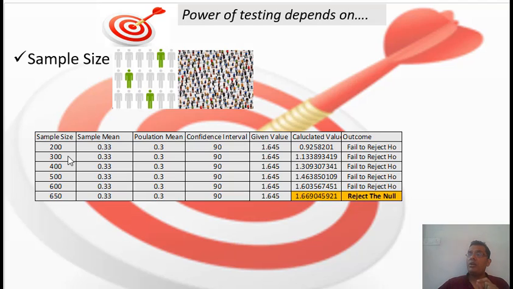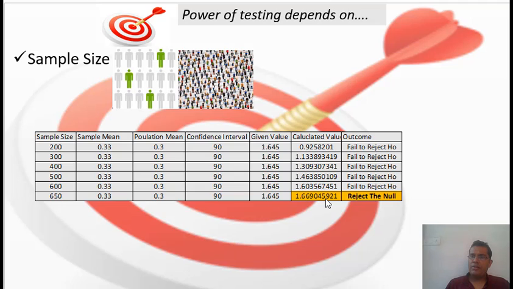So slowly from 200, you can see that I'm increasing the values: 300, 400, 500, 600, and at 650 I get the calculated value as 1.669045, which is more than 1.645. Since the calculated value is more than the given value and it's a right tail test, the calculated value falls in the critical region, and therefore we reject the null. And since we reject the null, we will go ahead and launch the product.